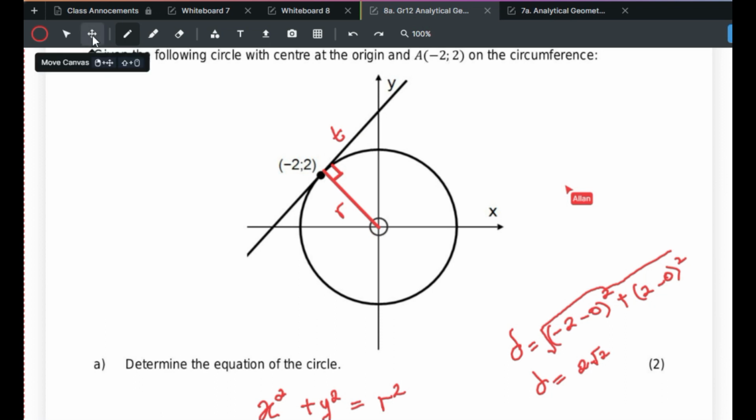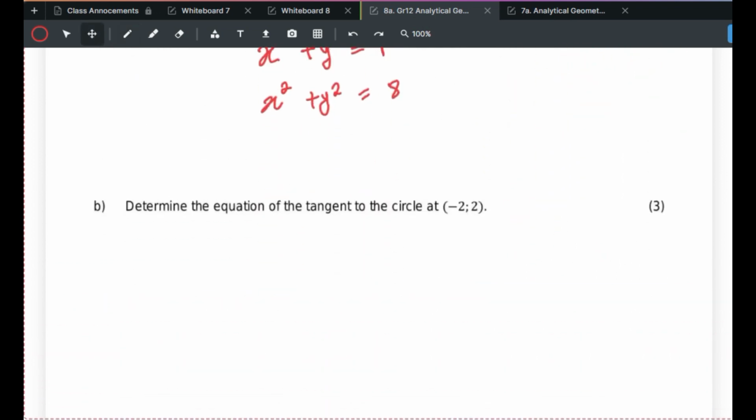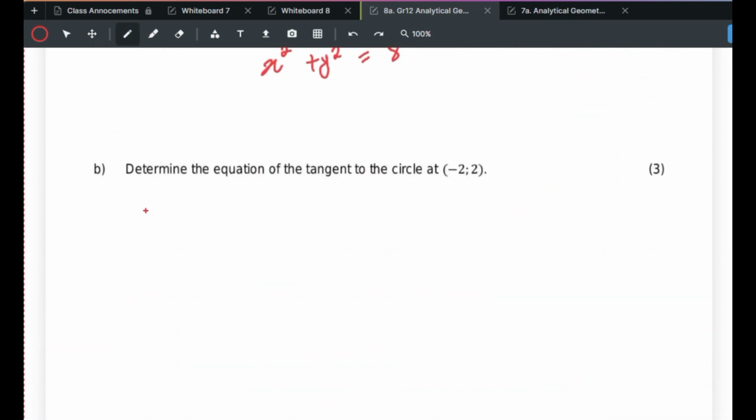Real quick, the gradient of the radius would be m equals 2 minus 0 over negative 2 minus 0, which is equal to negative 1. So that's the gradient of your radius. So the gradient of your tangent would be equal to 1. Why? Because the gradient of the radius times the gradient of the tangent gives you negative 1.